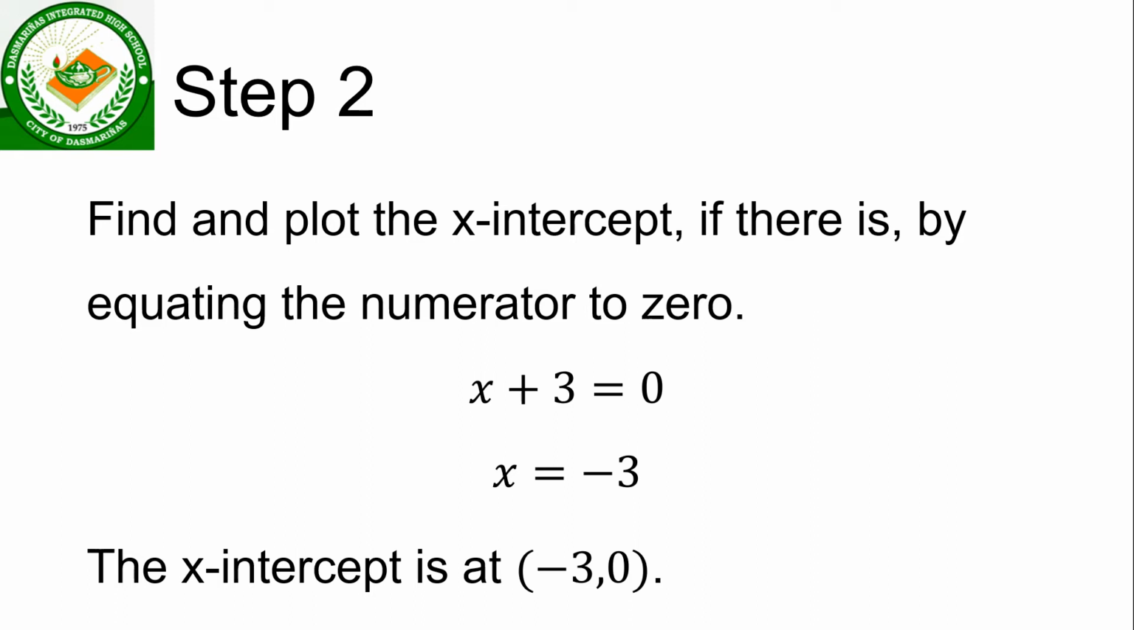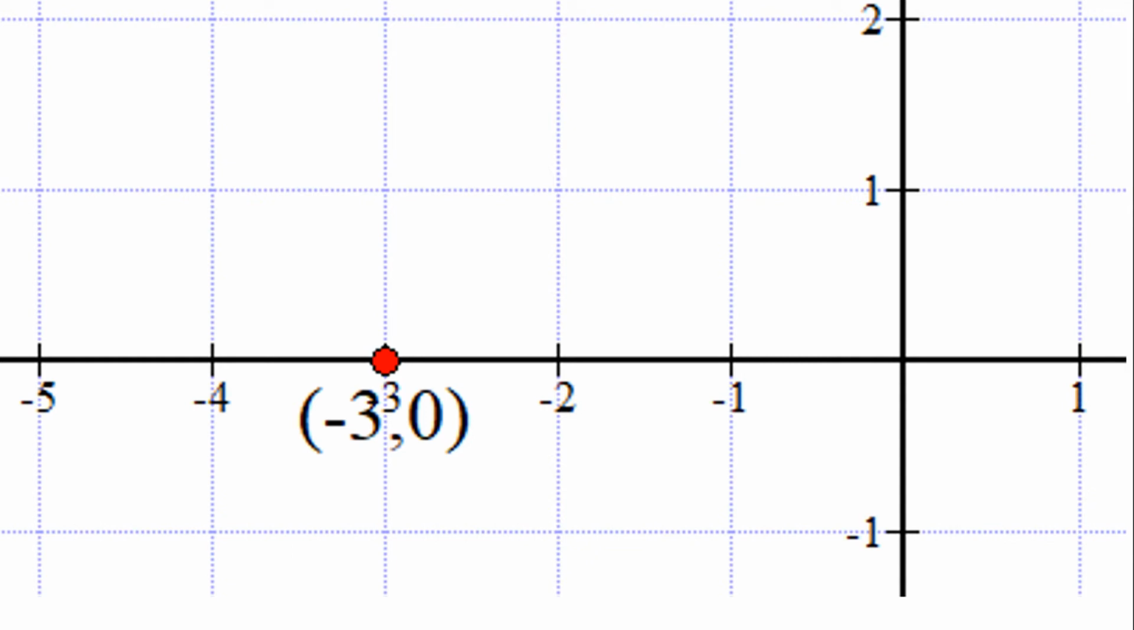Okay? The x-intercept is the point where the graph intersects the x-axis. So we have the x-intercept at negative 3, 0. And if we are going to graph negative 3, 0, it is located there. Okay, as you can see, it is on the x-axis.